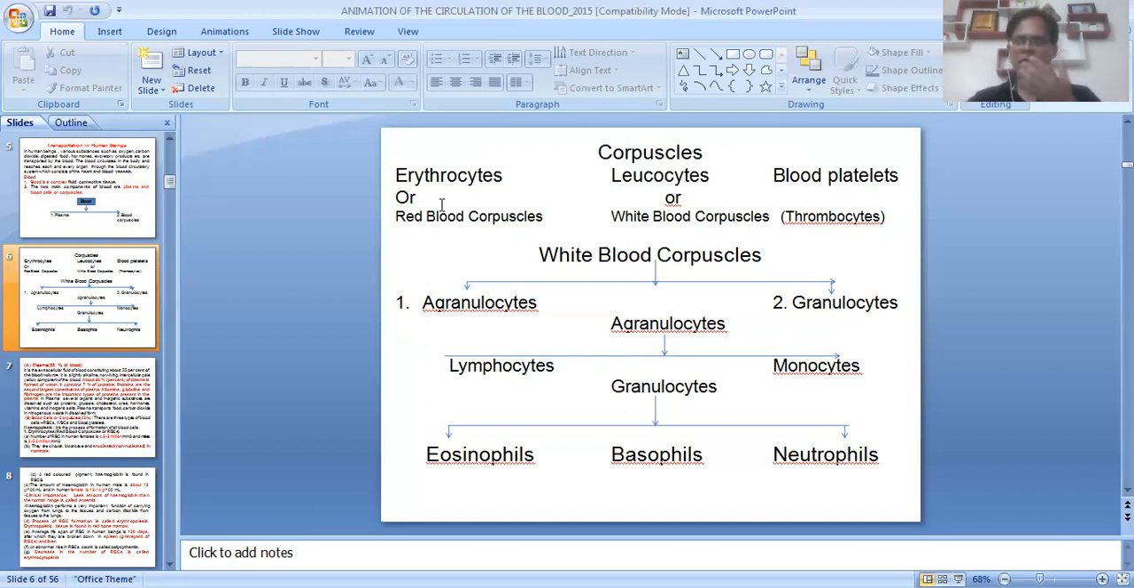Now we talk about blood. These are white blood corpuscles only, right? Sometimes in the diagnosis, it is written eosinophils, basophils, neutrophils. You must have heard that these are the types of white blood cells, right? You must have heard lymphocytes and monocytes. They are also types.